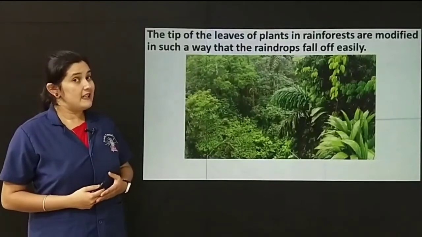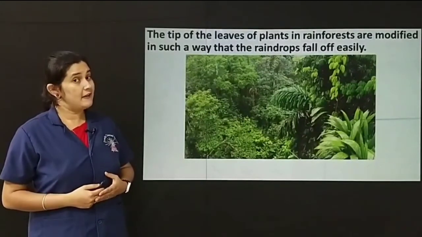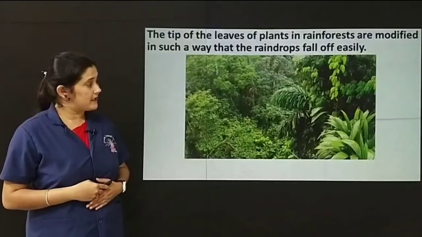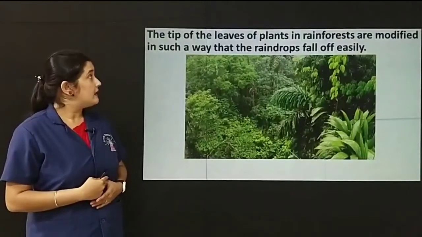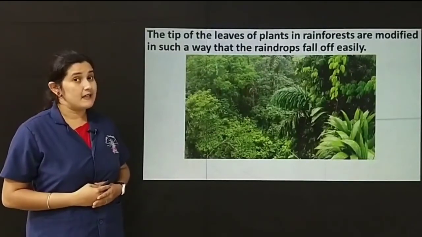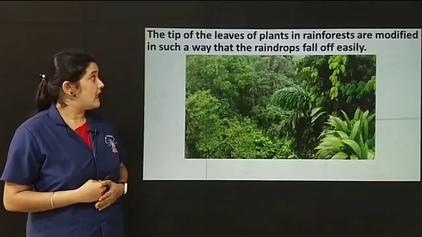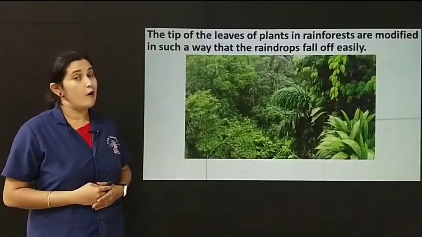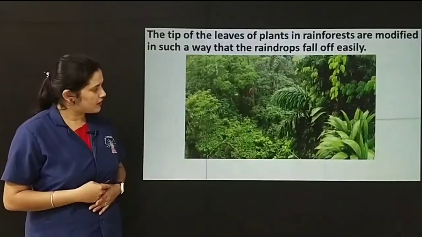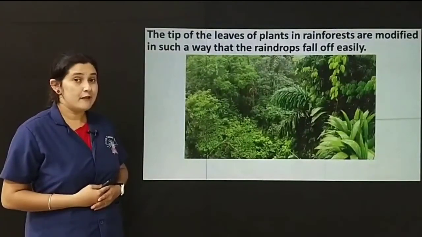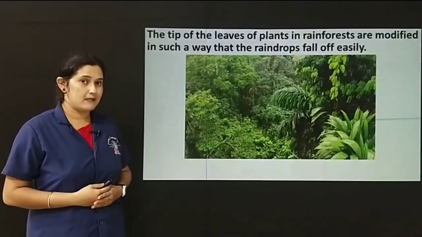How are the leaves of the plants in rainforests? Look at the picture carefully. The tip of the leaves of the plants in rainforests are modified in such a way that the raindrops fall off easily. In this picture, you can see the different leaves of different plants.